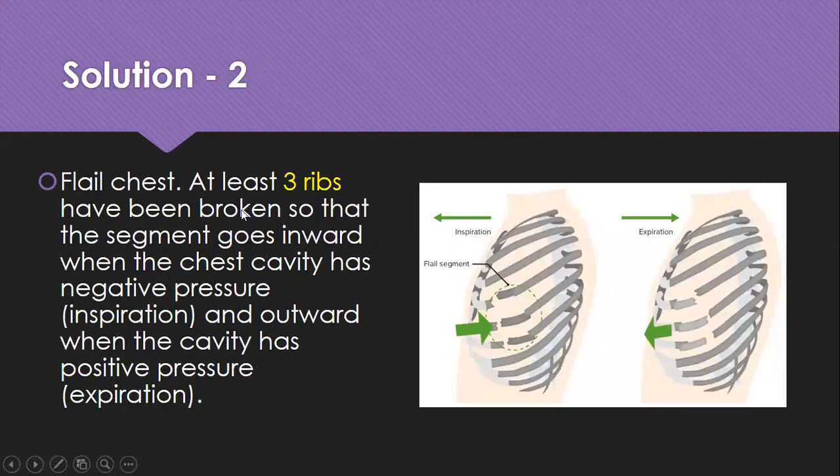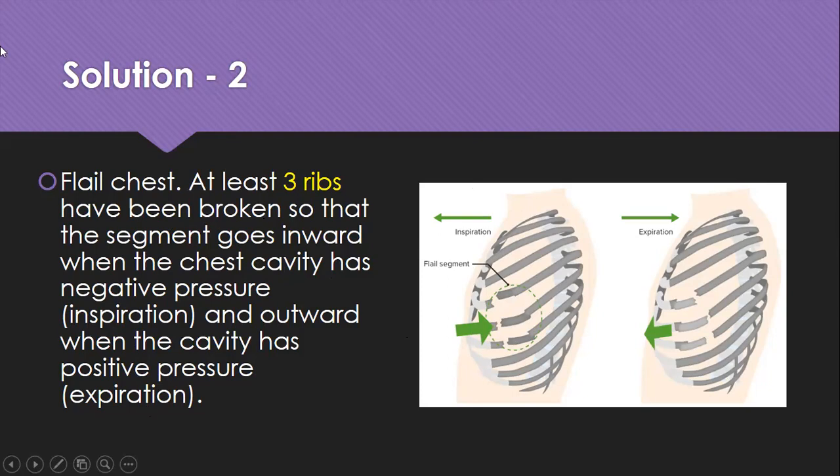See, flail chest. At least 3 ribs have broken so that the segment goes inward when the chest cavity has negative pressure and outward when the chest cavity has positive pressure. Now take a look at this diagram here. When the patient has multiple rib fractures, a flail segment is formed here. Now, when the person inspires, what happens? There is negative pressure inside the chest. So when there is negative pressure inside, there is positive pressure outside. That means the pressure will push the segment inside, right? So when the person inspires, the segment will go in.